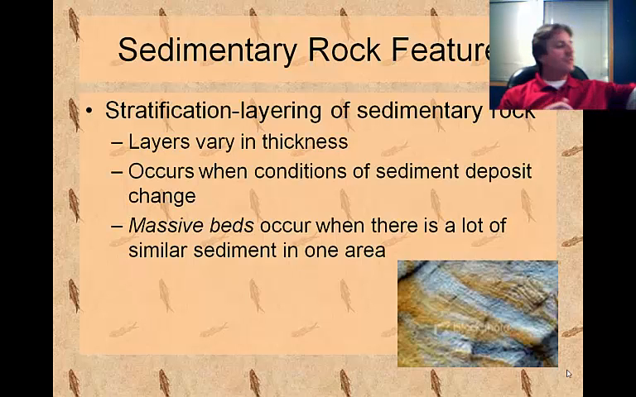Now, sedimentary rock features. Stratification is the layering of sedimentary rocks. Layers vary in thickness, each one a little thicker or thinner depending on how long they were laid down. This occurs when conditions of sediment deposits change. We could have an area of big deposits, so you have a lot of years of deposit, a very long, big band. But then you can have a small period of only 10 years or so, and then a small layer. That happens depending on what the conditions do outside as the environment changes. Massive beds occur when there's lots of sediment in one area, obviously.